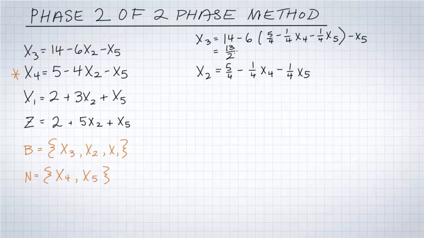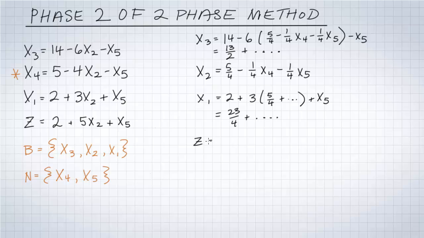That's 13/2. Let's not bother working out the other terms, because I think I know what's going to happen: this solution is going to be optimal. If it's not, we'll have to continue working on this. And then the other one, x1, will be 2 plus 3 times x2, which is 5/4, plus something, and then plus x5. If we just want to know the constant, 8/4 plus 15/4 is 23/4. And there'll be other terms.